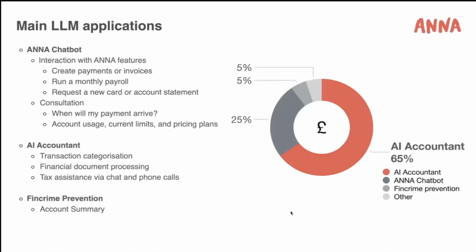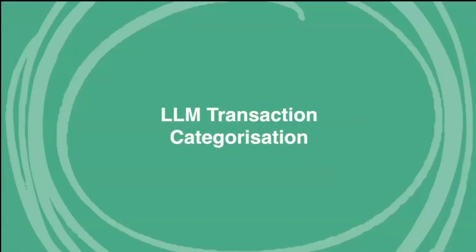So this is the distribution of our costs roughly 4 or 5 months ago. As you can see, the majority is taken by the AI accountant, almost two thirds. Obviously, cost optimization is a crucial area for us, and we wanted to explore it. So let's understand why transaction categorization.